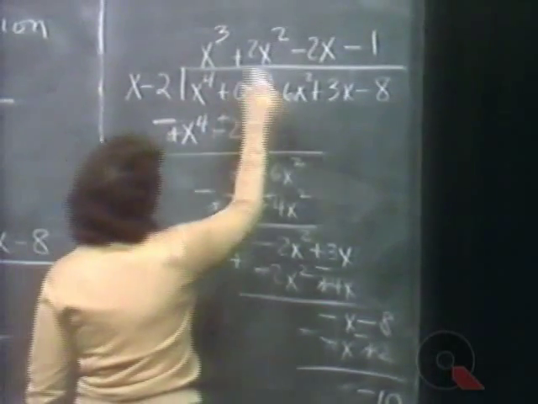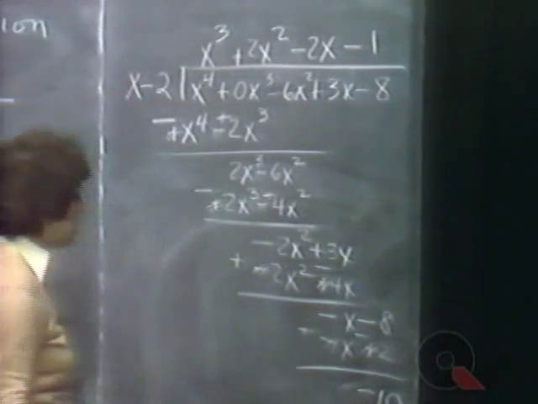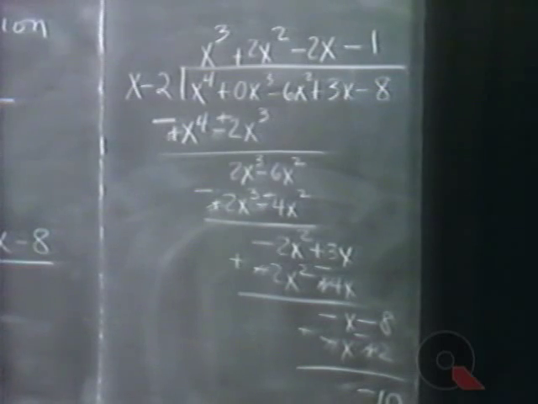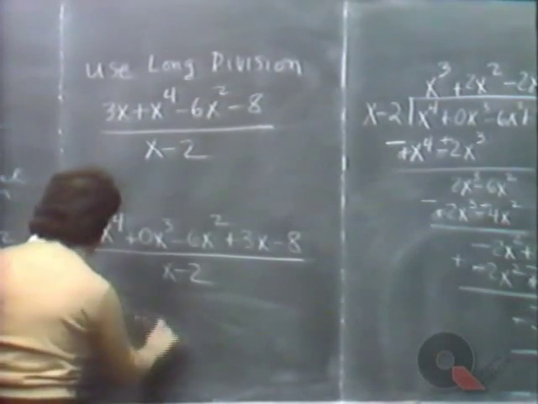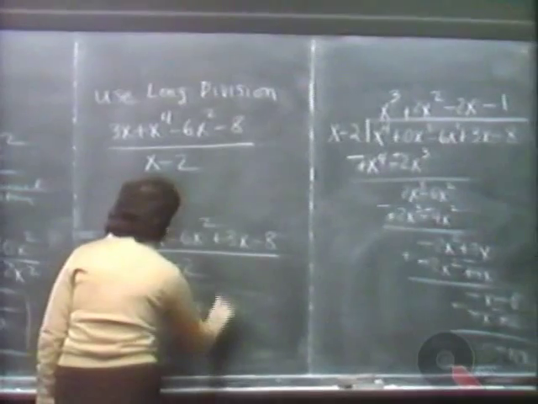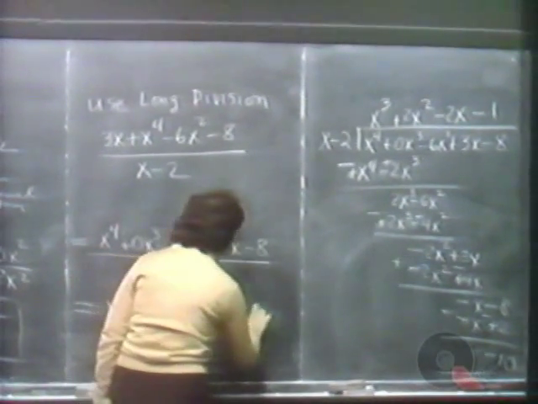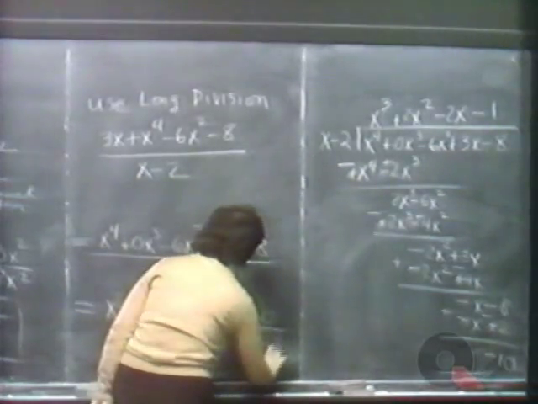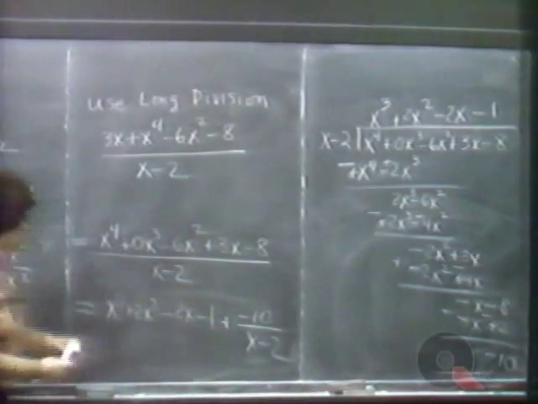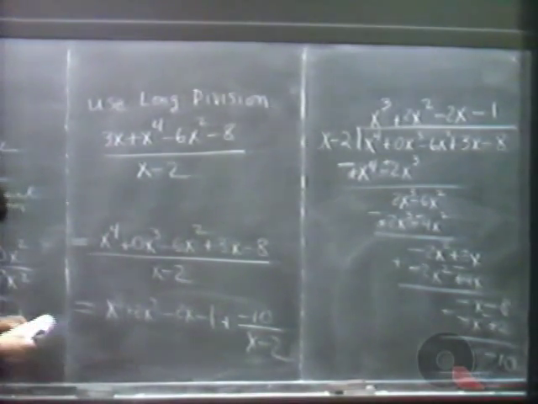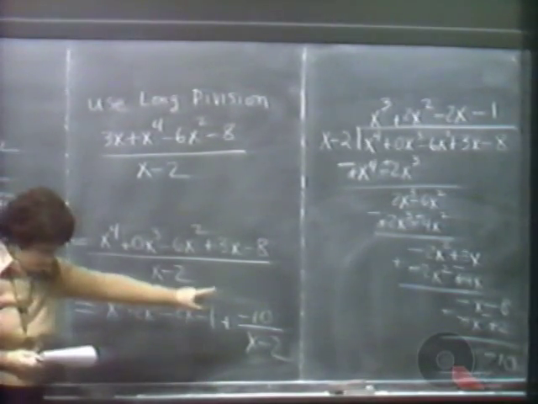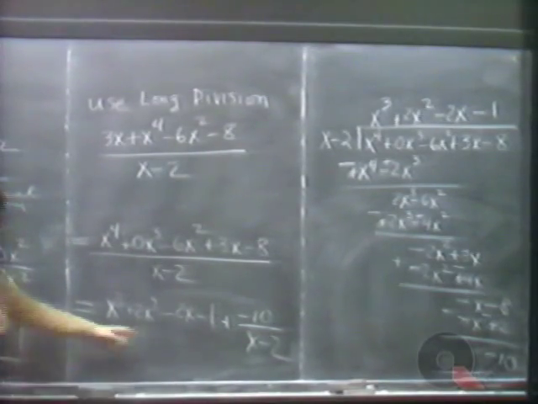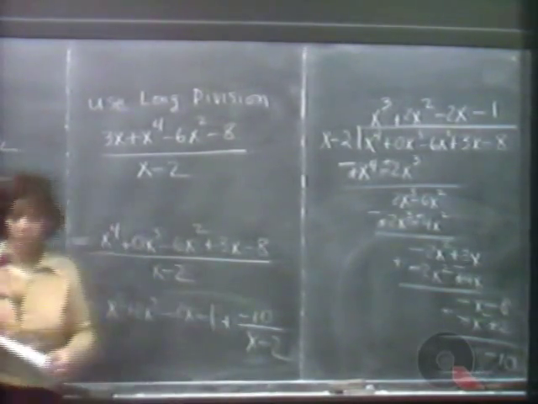Okay, so you can write this as x cubed plus 2x squared minus 2x minus 1 remainder minus 10, or going back to the original problem, you can write this as the quotient, x cubed plus 2x squared minus 2x minus 1, plus the remainder over the divisor. Okay, these two are algebraically equal. X cubed plus 2x squared minus 2x minus 1 plus the minus 10 over the x minus 2. You take the remainder and put it over the divisor.